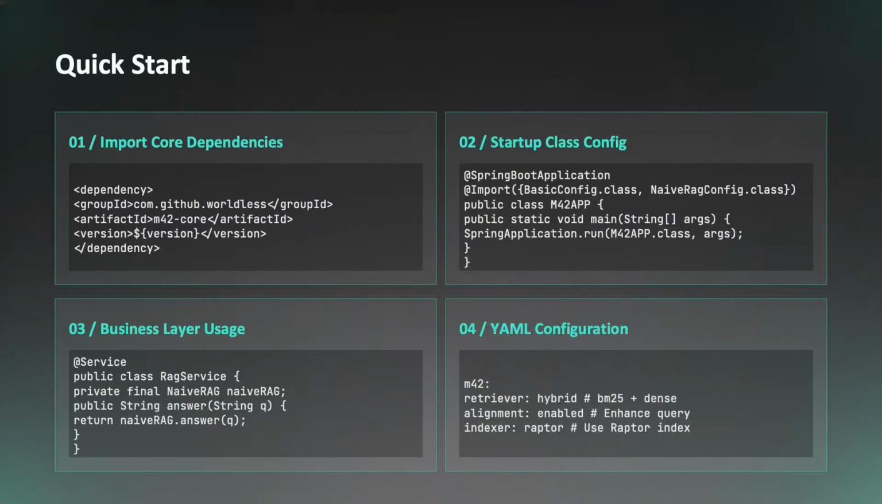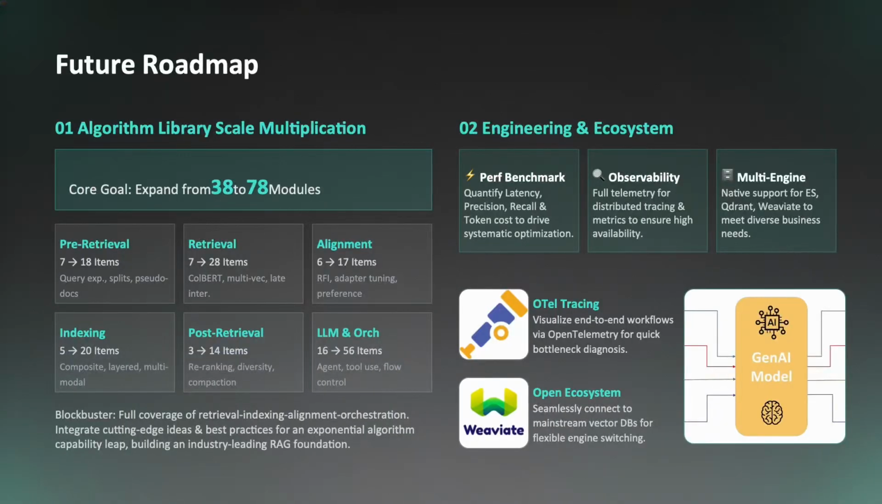Fourth, adjust all core pipeline parameters flexibly via YAML configuration files, switch hybrid retrieval mode, enable alignment enhancement, or swap the Raptor recursive index strategy without modifying any business code. This zero-code modification configuration capability drastically reduces the access threshold for Java teams, enabling rapid POC and production launch of RAG services.